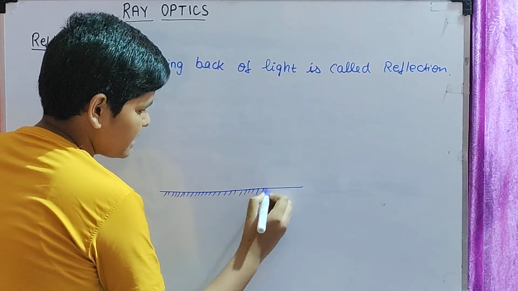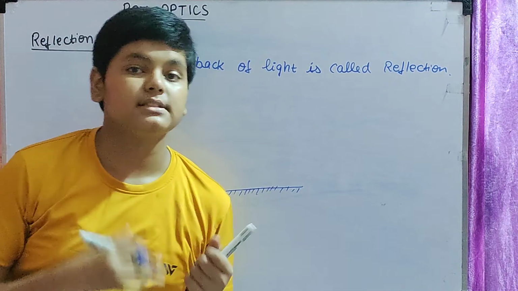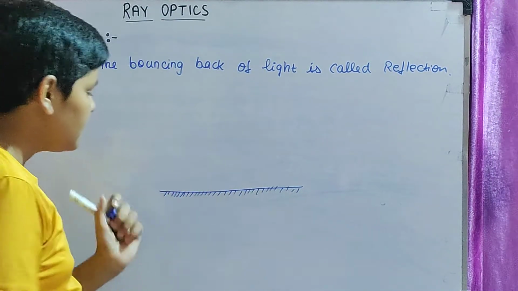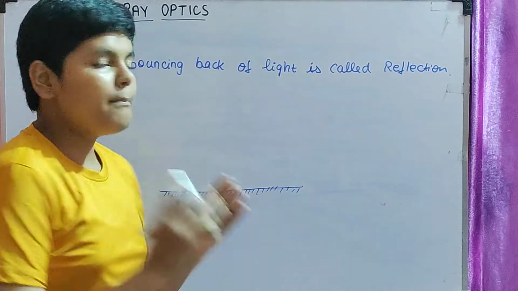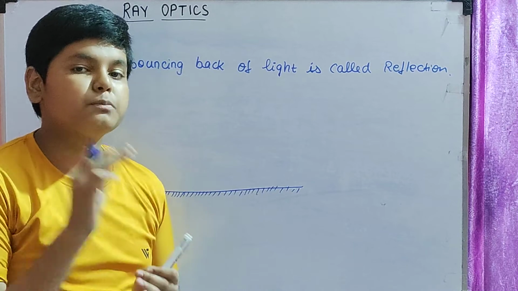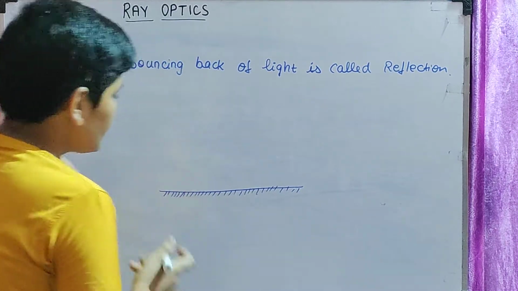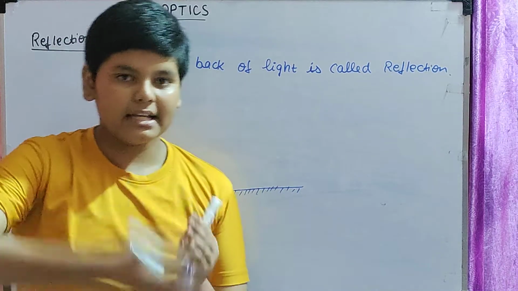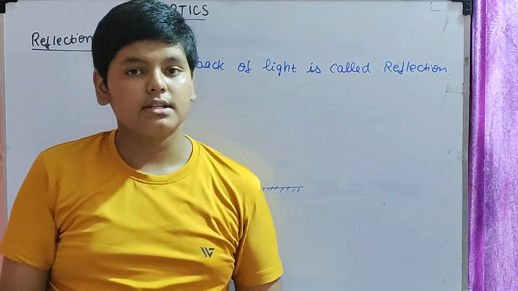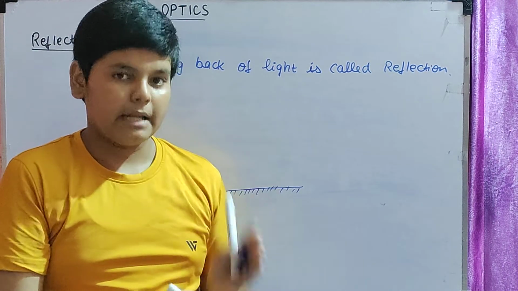What are these lines which I am drawing? These lines are one of the most important things in the whole ray optics chapter. So this is a polished surface. A polished surface is a surface which can reflect up to 96 to 97% of the light ray falling on it. So they take a polished surface, that is a mirror. A mirror is a very polished surface.